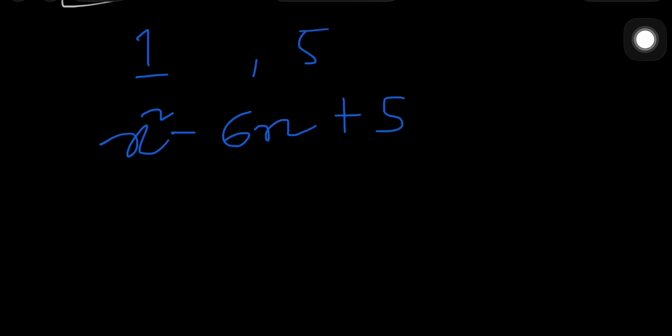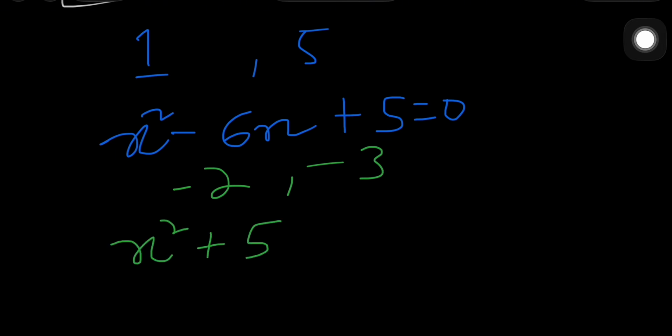For example, given 1 and 5, that will be x squared. The sum of this is 6, so minus 6x, plus the product, which is 5, equals 0. Another question, given -2 and -3. So x squared, we add them to get -5, we change the sign, plus 5x, we multiply them, get plus 6 equals 0.